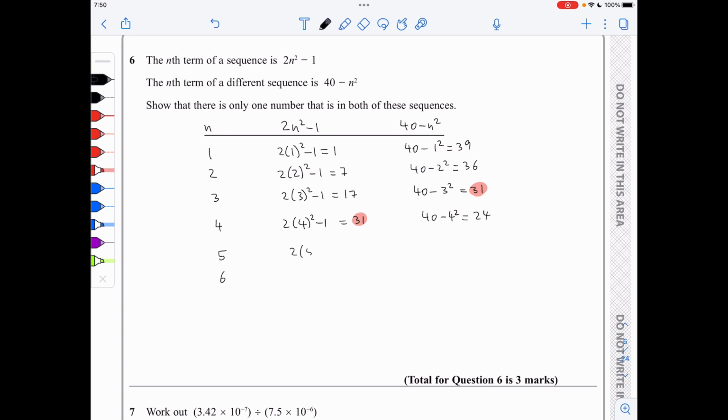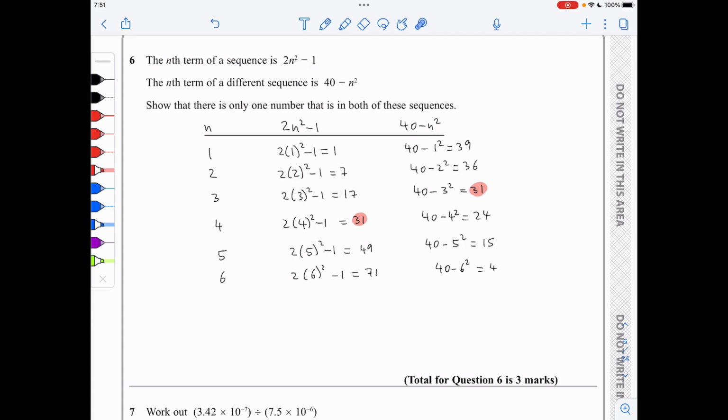2 times 5 squared minus 1 is 49, and 40 minus 5 squared is 15, and then 2 times 6 squared minus 1 is 71, and 40 minus 6 squared is 4.